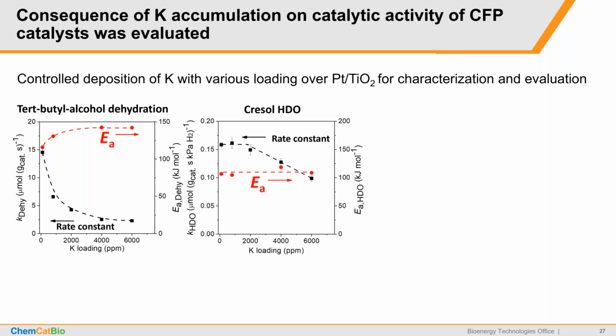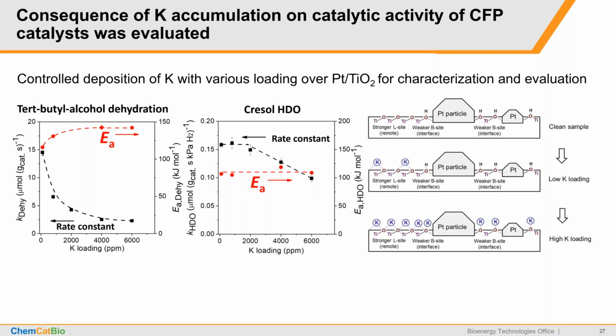However, for the HDO reaction, we find that it requires almost 200 ppm of potassium to start to see a negative impact of potassium deposition for the HDO reaction around a platinum active site. At the same time, it looks like the activation energy for this reaction at different potassium loadings is pretty consistent, showing that this is more like deposition or poisoning of the active site rather than modifying the active site.